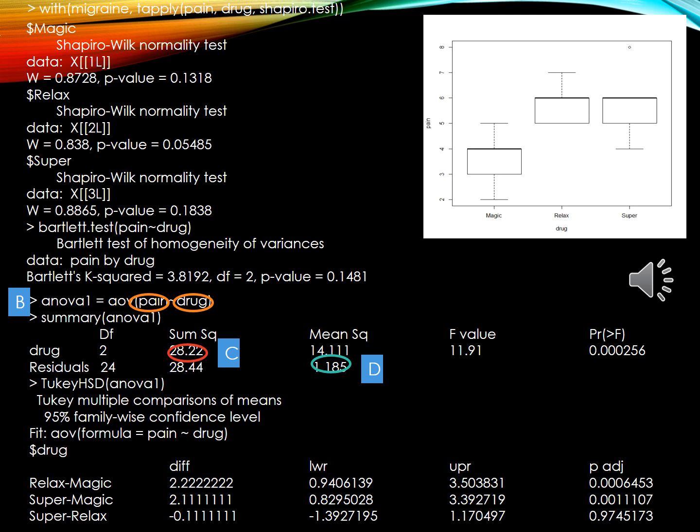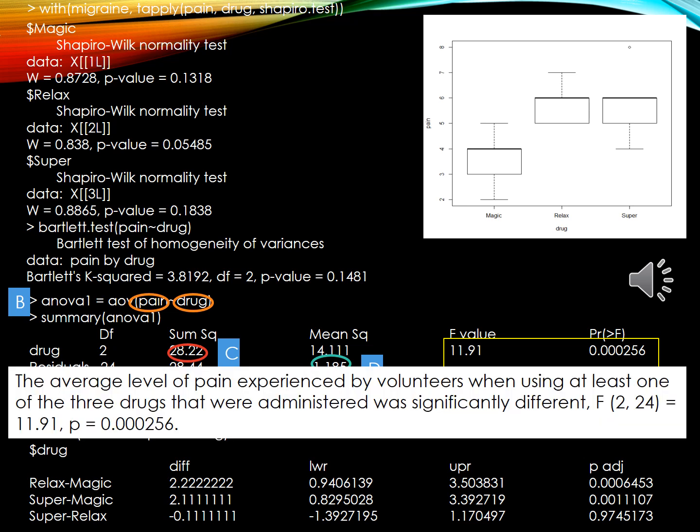You were then asked to interpret the ANOVA result. So you could have done this by stating that the average level of pain experienced by volunteers when using at least one of the 3 drugs that was administered was significantly different. F value of 11.91, degrees of freedom of 2, 24, and a p-value of 0.000256. The level of significance you used, and actually you use in all of our tests, is alpha equals 0.05.